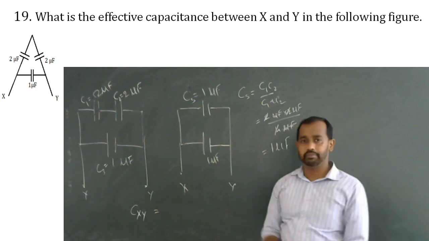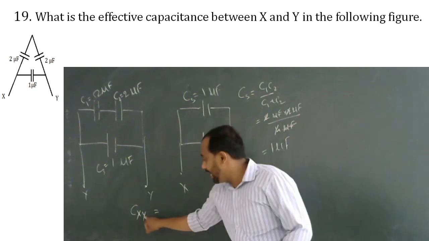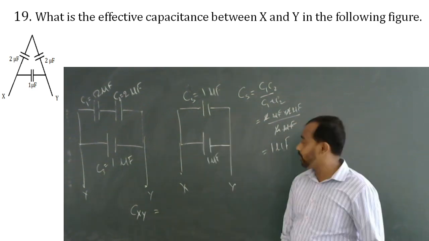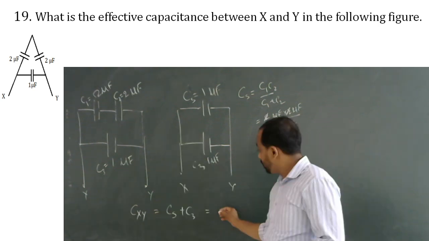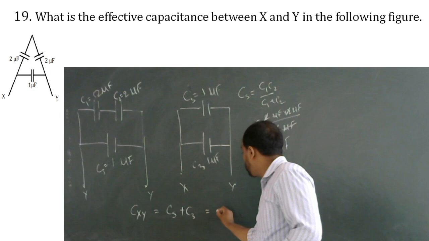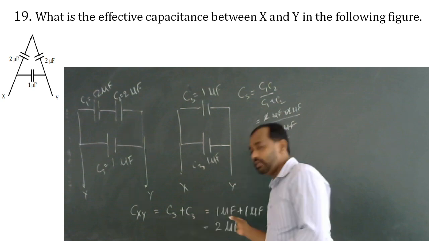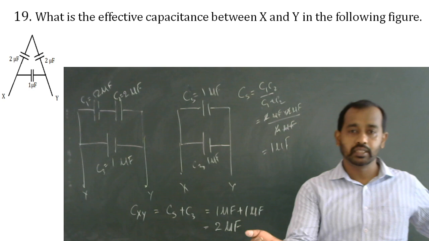Then in the final step, when we combine these 2, CXY will be equal to, again, the parallel combination of these 2, C3 and CS. So CXY will be equal to CS plus C3. Then we substitute the values, which will be 1 microfarad plus 1 microfarad, that is 2 microfarad. So this is the answer. Hope you have understood this. Let's move on to the next question.